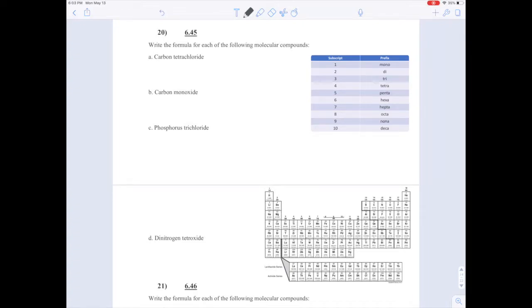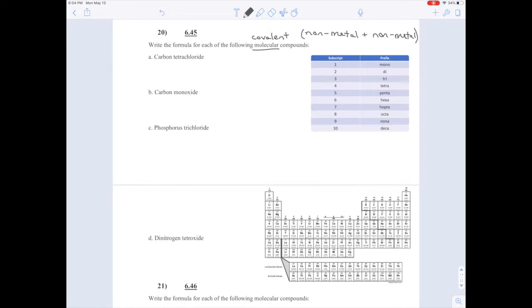In Chapter 6, exercises 20 and 21, they're asking you for the formula of some molecular or covalent compounds. A molecular compound and a covalent compound are the same thing, and they mean that you're combining two non-metals. So a non-metal and a non-metal combined give you a covalent compound.